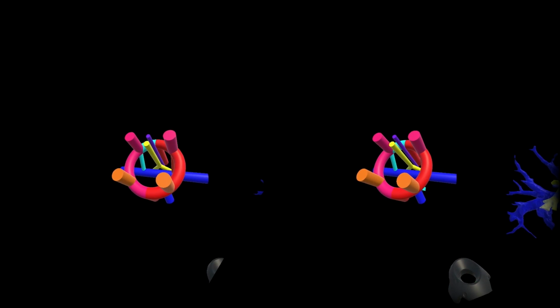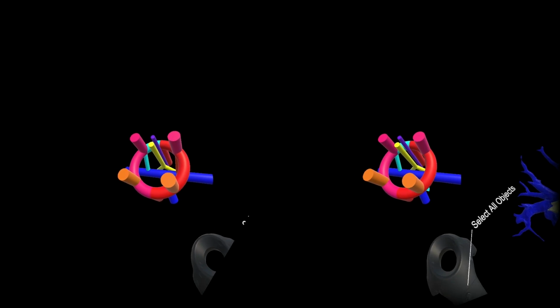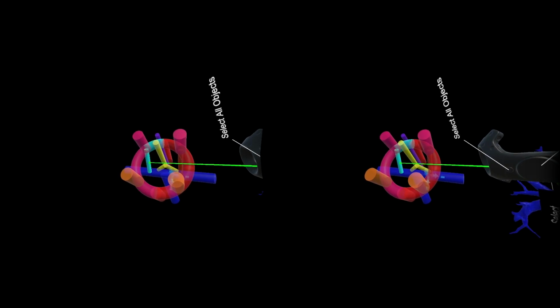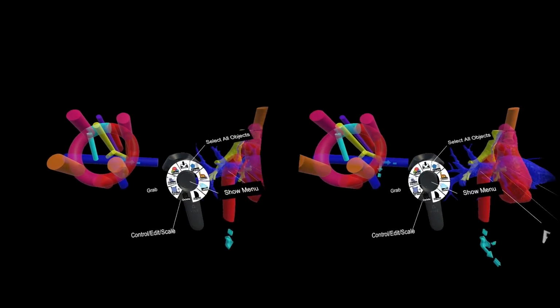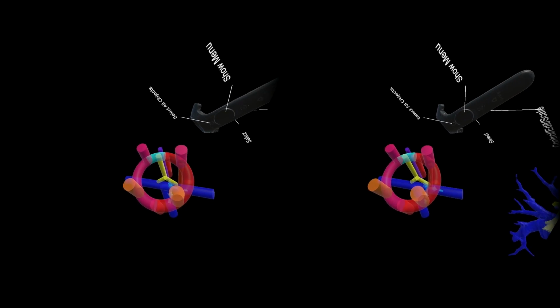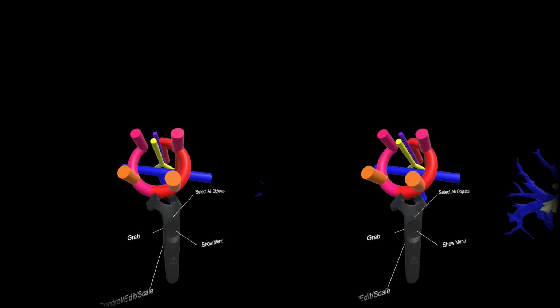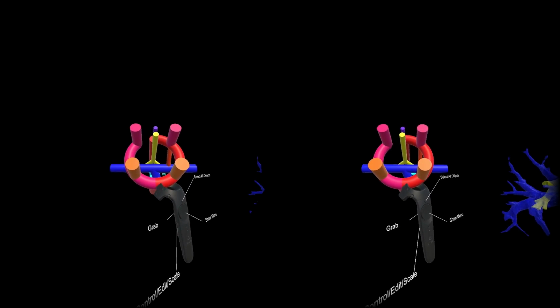In normal left arch development, the right PDA regresses, along with the distal portion of the right fourth arch between the right subclavian and the descending aorta. This leaves the right subclavian and the right common carotid to arise from the right brachiocephalic artery.